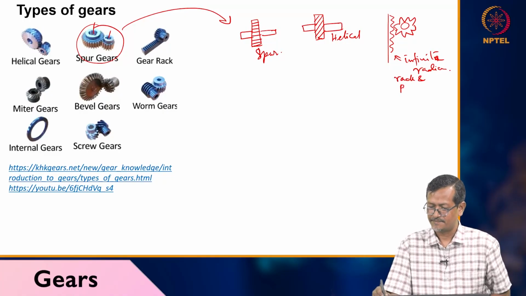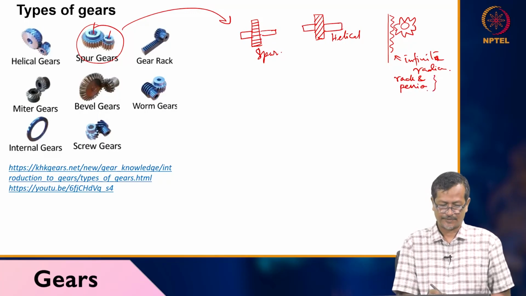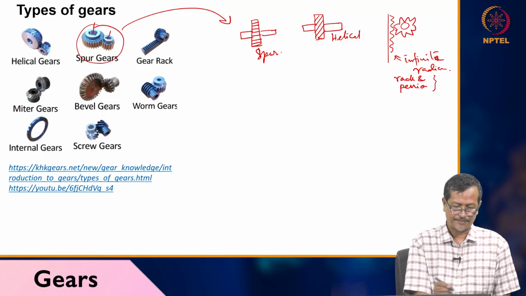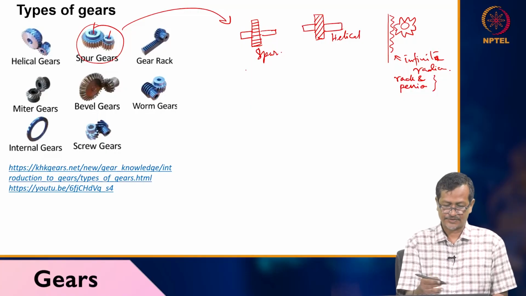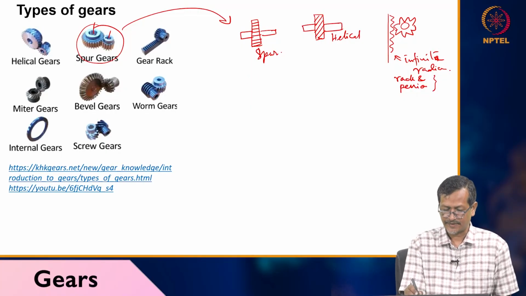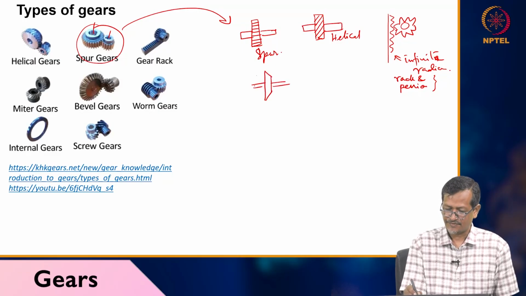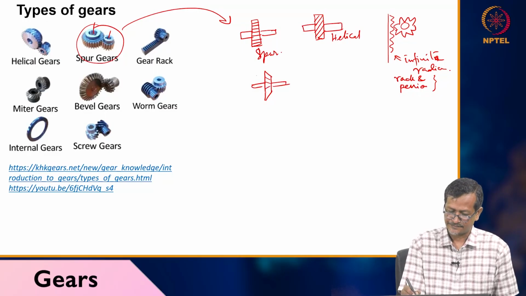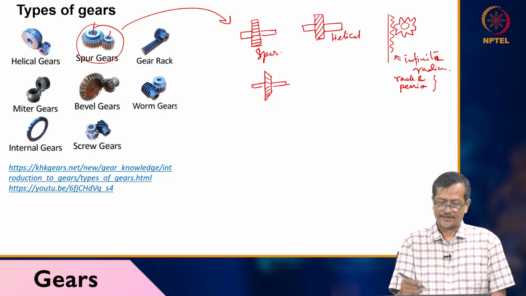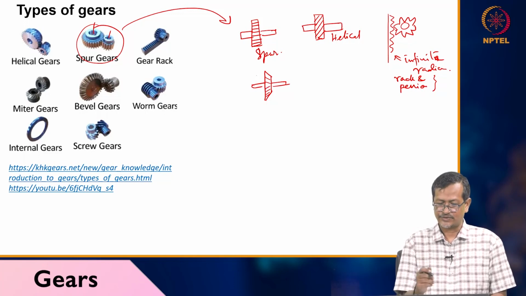Rack and pinion mechanism. Another is miter gear. For miter gear, first you have to know the bevel gear. Bevel gear is like this. Shaft is here and teeth are like this. If two bevel gears are meeting, your shaft angle will be changed.